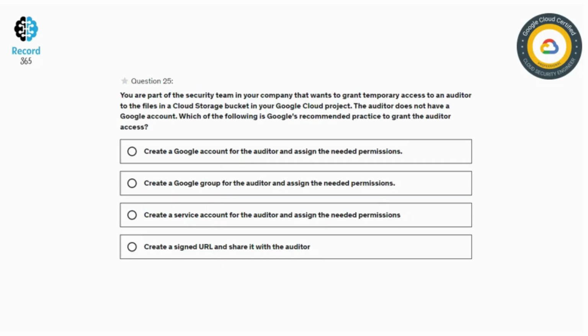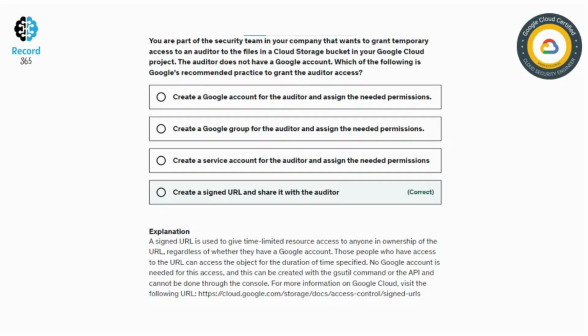The next question is, you are part of the security team in your company that wants to grant temporary access to an auditor to files in a Cloud Storage bucket in your Google Cloud project. The auditor does not have a Google account. So which of the following is a Google-recommended practice to grant the auditor access? The right answer is create a signed URL and share it with the auditor. Here is the explanation.